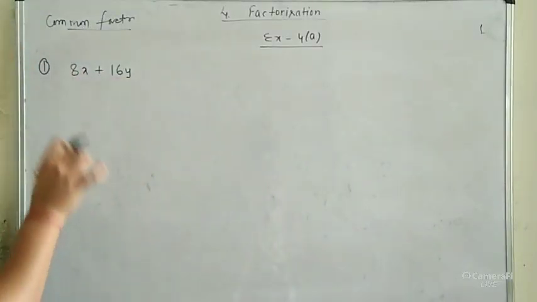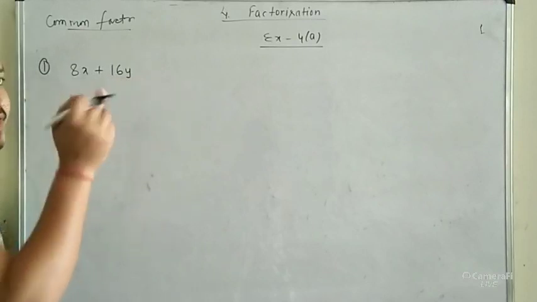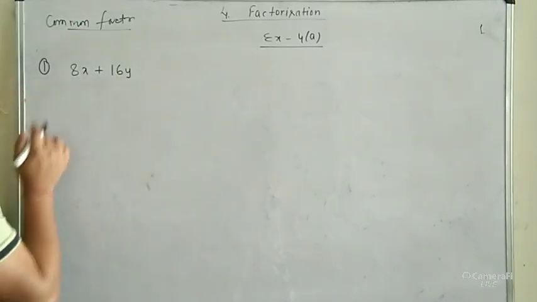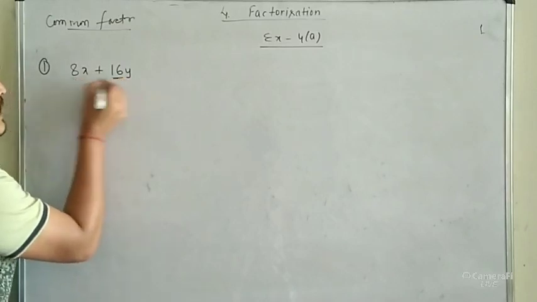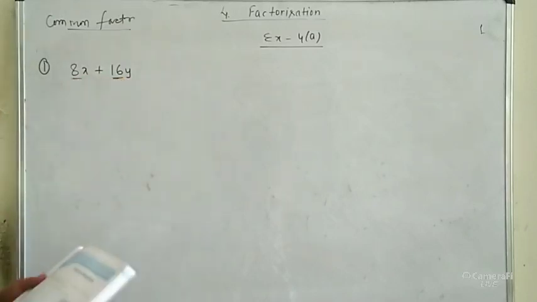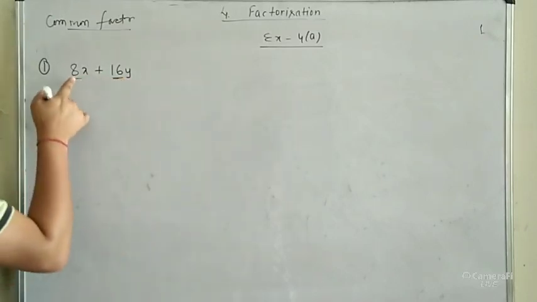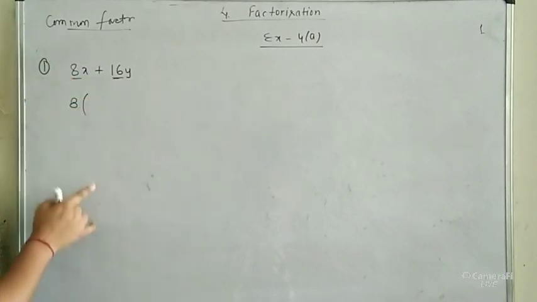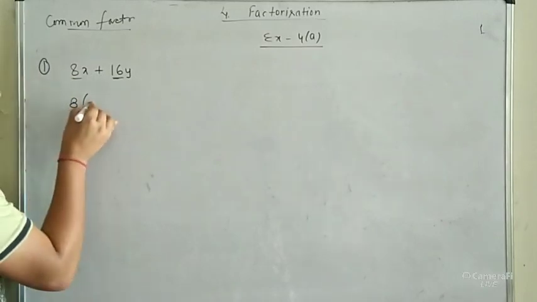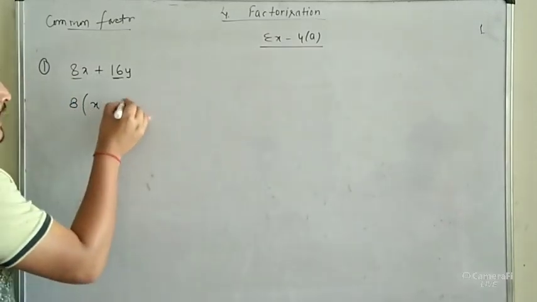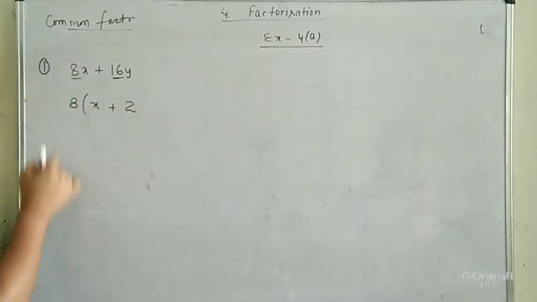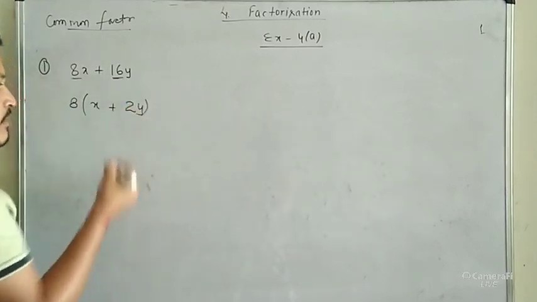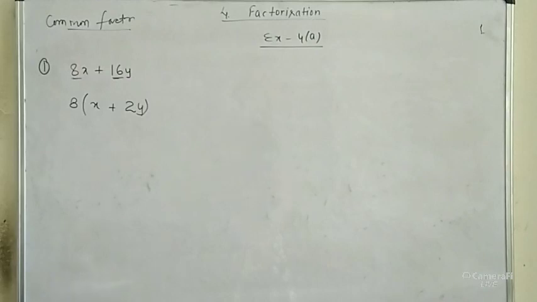Variables means x, y, z. Here x and y, nothing is common in the variables. So now what is common? 8 and 16 can be common, so we can take 8 common out. 8 times 1 is 8 and 8 times 2 is 16, so 8 is common out. What is remaining here? x is remaining, plus 8 times 2 is 16, and y is also the same. So this is the answer: 8x plus 2y.